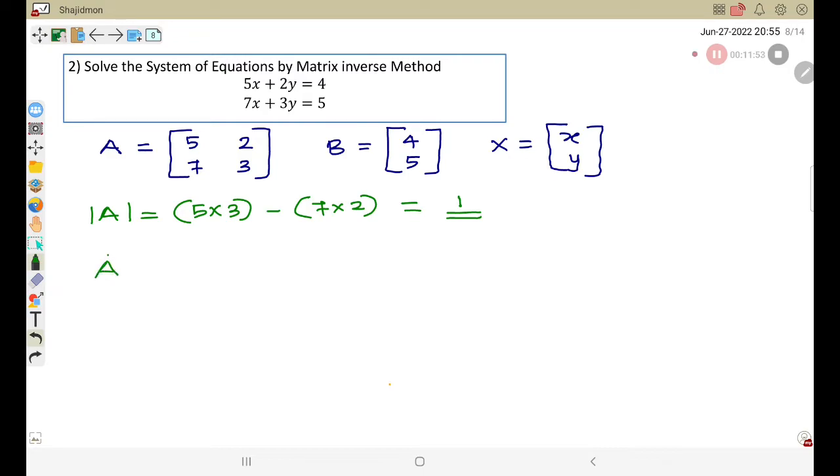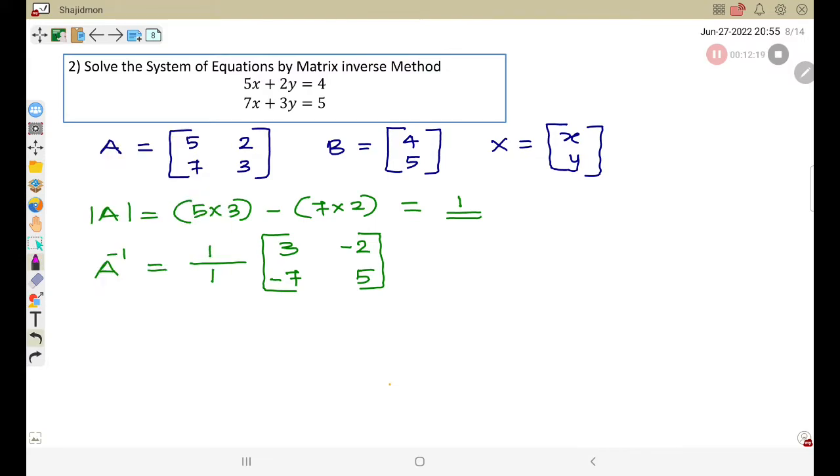Now write what is A inverse. A inverse matrix equal 1 divided by determinant A. Determinant A is 1. Multiply main diagonal of the matrix interchange. So 5 and 3 interchange. 3 write first, 5 write last. Off diagonal put opposite sign. 2 opposite sign minus 2. 7 opposite minus 7. Okay.